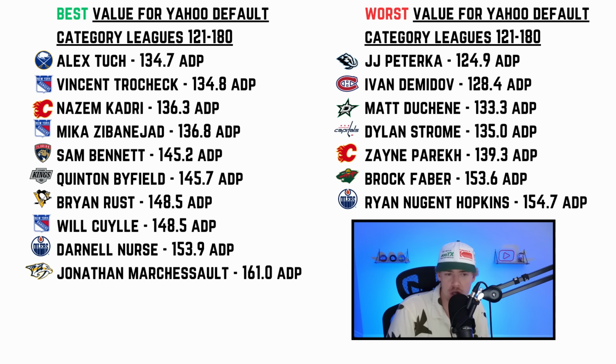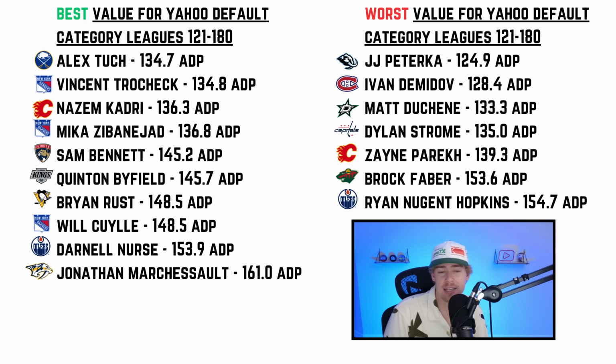Nazem Kadri is also solid if you want to get a pure center later. Mika Zibanejad, this is just amazing value regardless of your league settings. Sam Bennett, now line 1 with Barkov being out, shots and hits. Amazing value in a category league, similar to sort of the Vincent Trocheck and the Joel Eriksson Ek type players. Really, really good. I'm definitely reaching on those type of players in these category leagues.